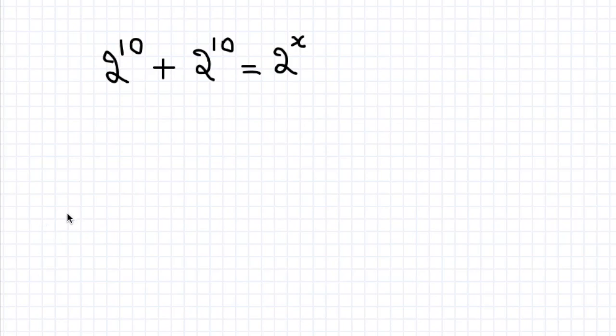We need to find the value of x in the equation 2 to the power of 10 plus 2 to the power of 10 equals 2 to the power x. To accomplish this, we can tackle the equation step by step, using some key properties of exponents.